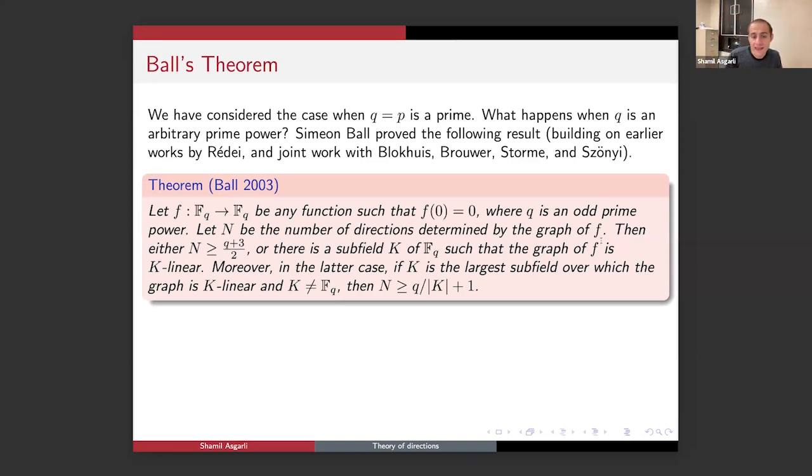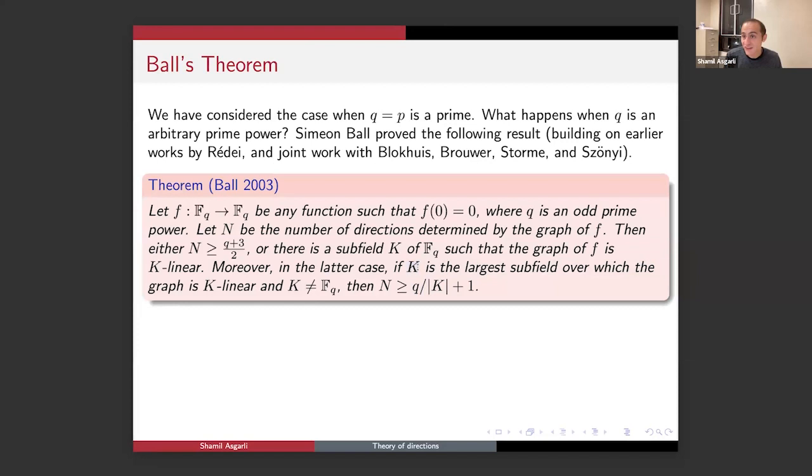And then in the case when the graph of a function is in fact linear over a smaller subfield, we have the following refinement. If k is the largest subfield over which the graph is k-linear, then we can say that the number of directions is still at least as big as q divided by the size of the field k, plus 1. So basically, imagine the case when k is a small subfield, then this quantity gets bigger. Which makes sense.